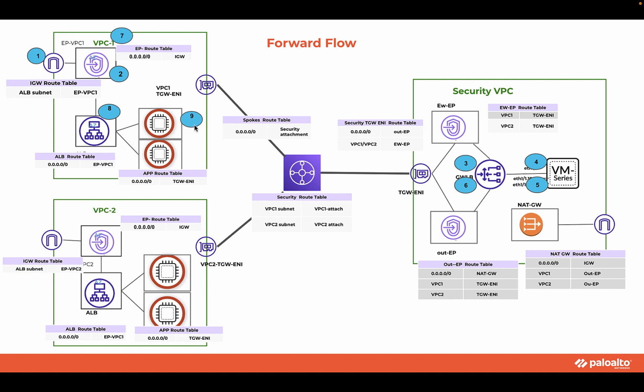and the load balancer will then forward it towards the instance. In the reverse direction, when the instance initiates the reply, based on the route table, it is going to send the traffic towards the endpoint again. The endpoint is going to send it towards the gateway load balancer and towards the VM series for inspection. The traffic comes back to the same endpoint after inspection, and then based on the route table, it is forwarded outside via the internet gateway.